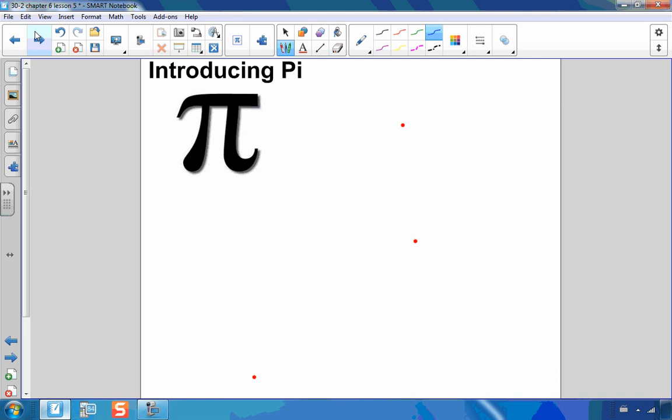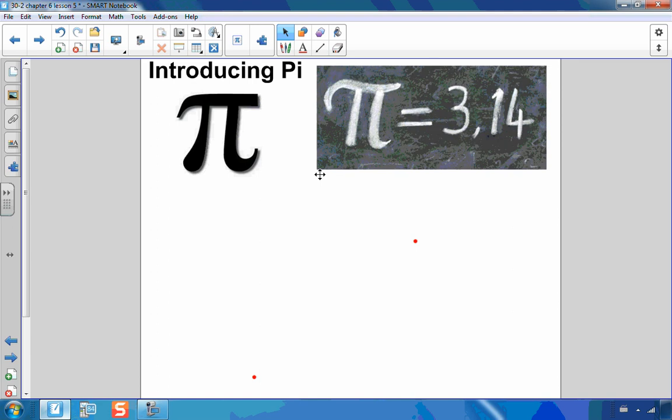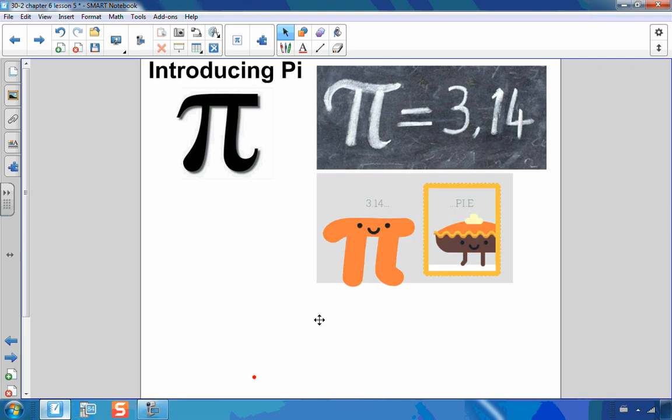Okay, now I said we're not dealing with degrees, we're only dealing with radians, so I just want to go back and review pi. So introducing pi. You guys know this is a symbol for pi, and most of us, when we think about what pi is, we think about 3.14. Interesting fun fact, if you actually take pi, 3.14, and reflect it in a mirror, you literally get pi. Try it out if you don't believe me.